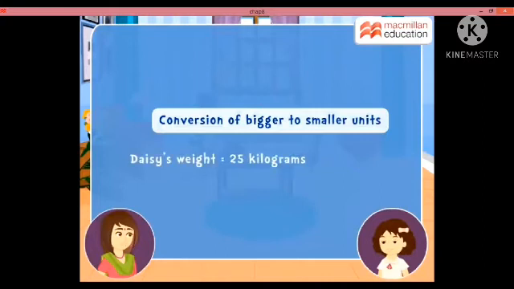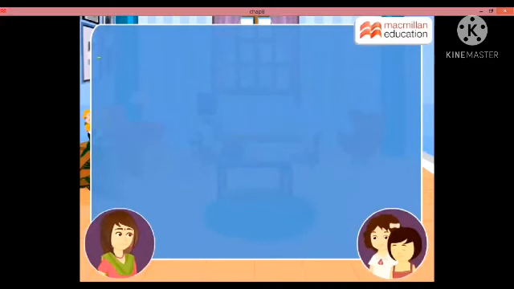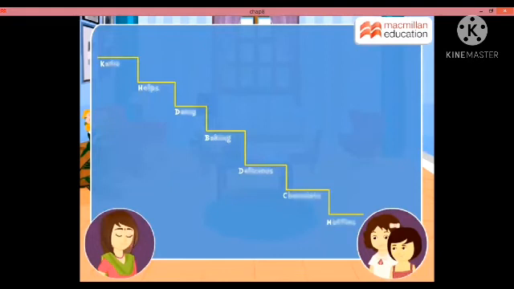Let's say Daisy's weight is 25 kilograms. Now let's convert 25 kilograms to decigrams. For that, let's recall the simple sentence to remember the order of units and let's draw steps for each word. Katie helps Daisy baking delicious chocolate muffins.